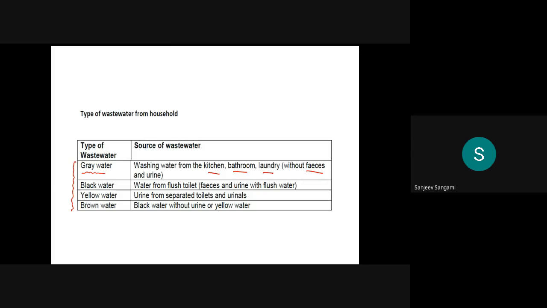Sometimes when it comes to sewage, if I say sewage, it is all grey plus black plus yellow plus brown water. So sewage consists of all of them. There is no separation of only the urine or only the toilets.